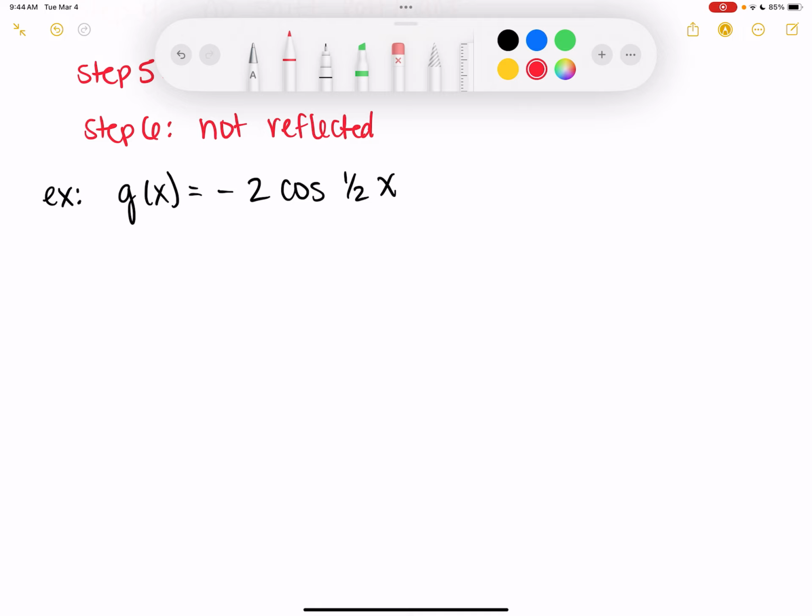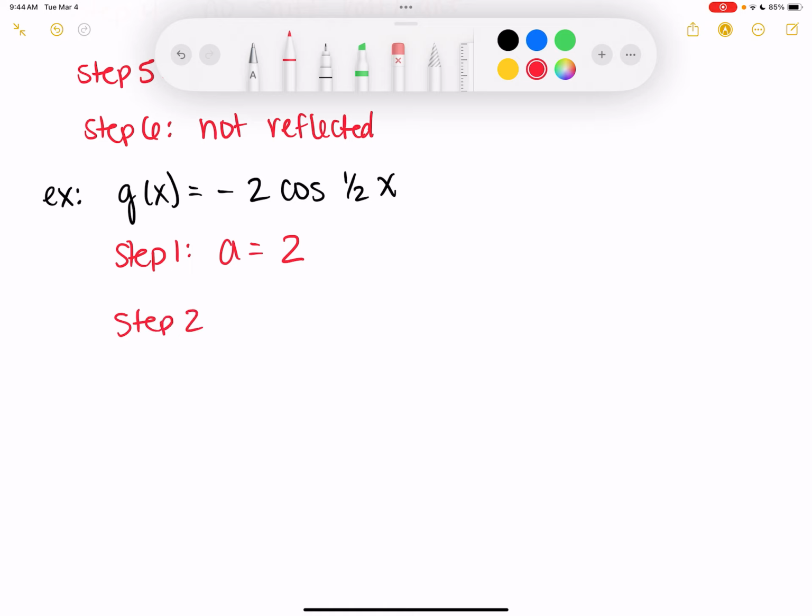So step 1, amplitude. What is the amplitude? 2. Yep, so it would be the absolute value of -2, which would just be 2. So I usually just write a equals 2. If you need to do the absolute value thing, you absolutely can.